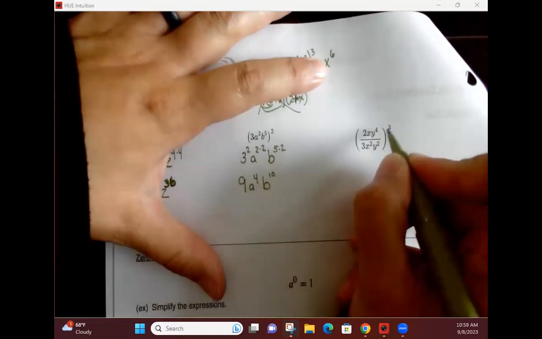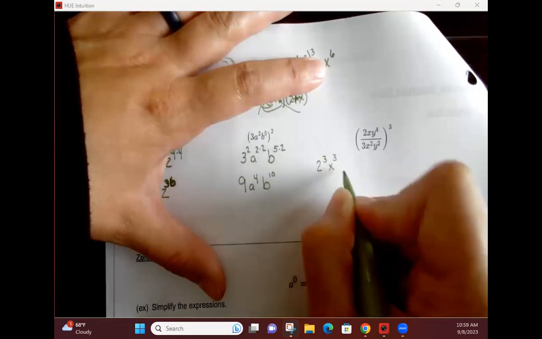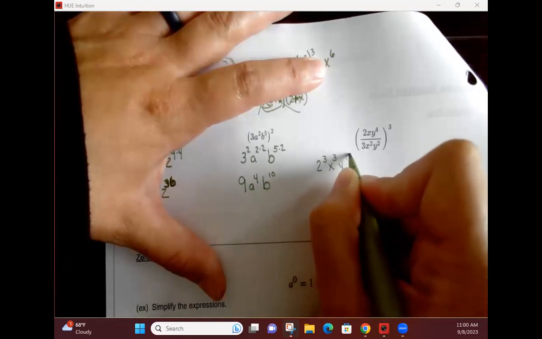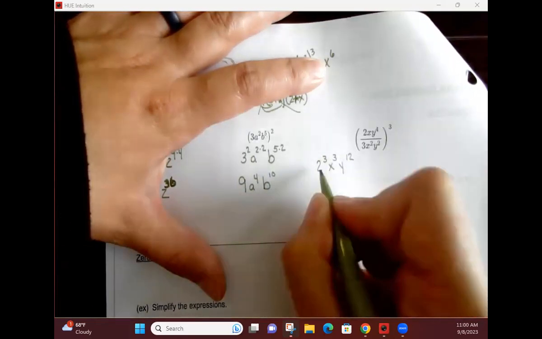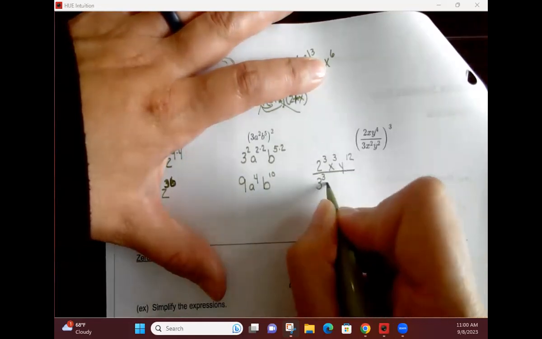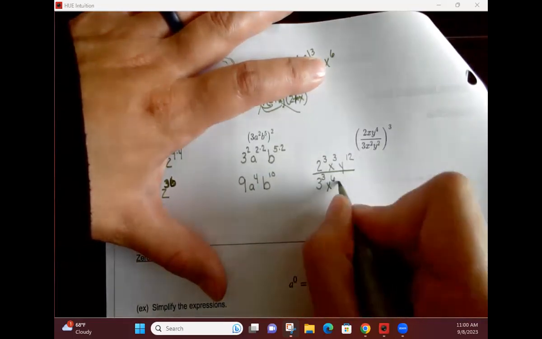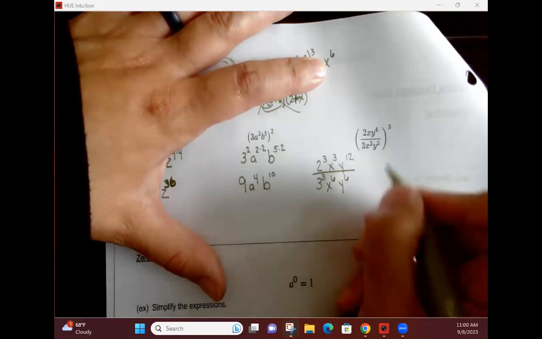So distribute that power in. We get 2 cubed, x cubed, y to the 12. 4 times 3 is 12. On the bottom, 3 cubed, x to the 6th, 2 times 3 is 6. y to the 6th, 2 times 3 is 6.